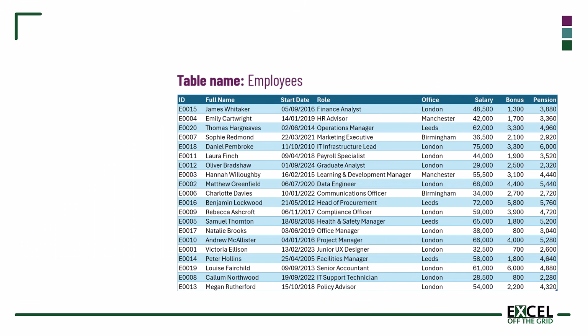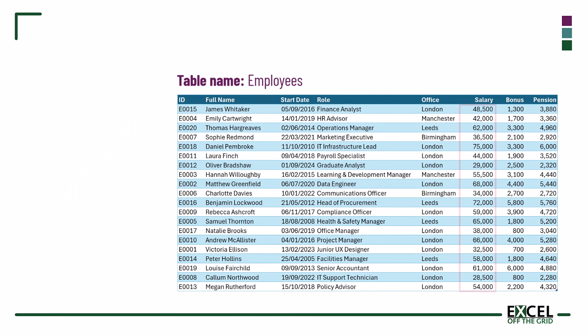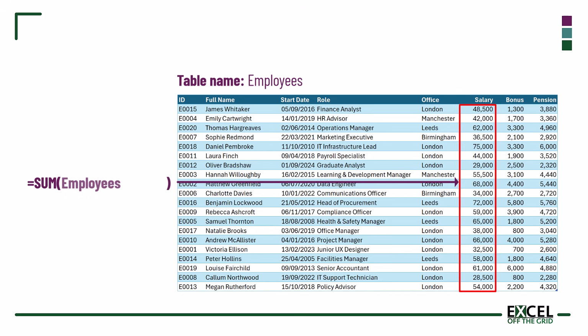So Excel tables let us refer to data in a similar way to other data tools. In this scenario, we could refer to the full name column as employees, and then in square brackets, we would use full name. There is no position, there is only names. So if we want to sum the salary column, we use the sum of the employees table and then the salary column.